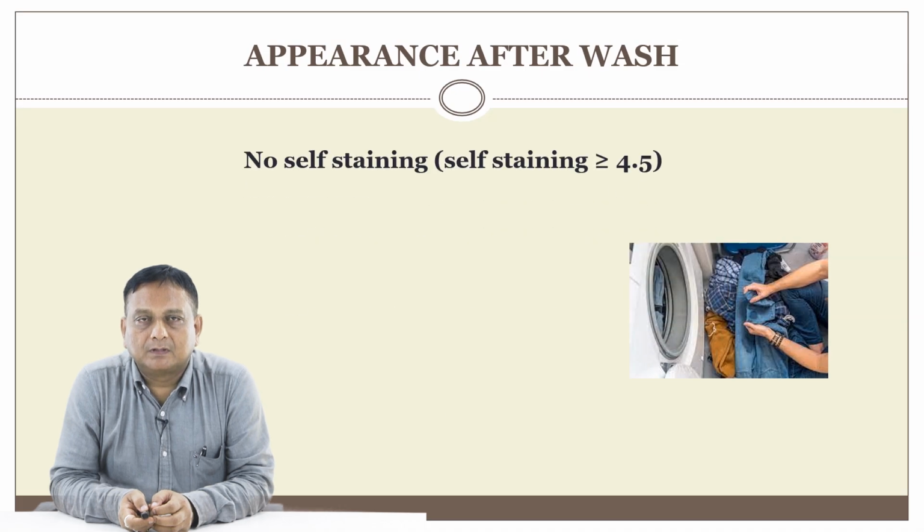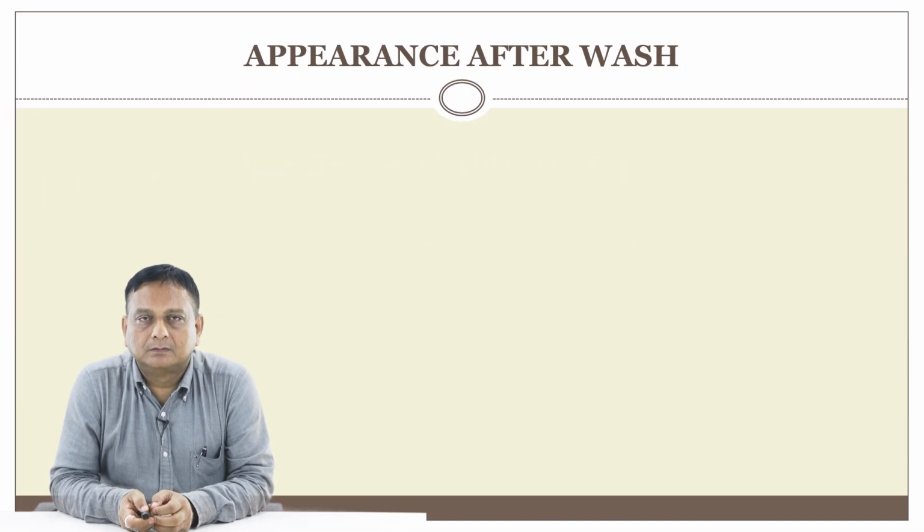Then comes the self staining. Self staining is acceptable at 4.5, and if it is 3 to 3.5, then it indicates that some dyes are coming out from the garment and staining other areas of the garment. So that is the self staining part.